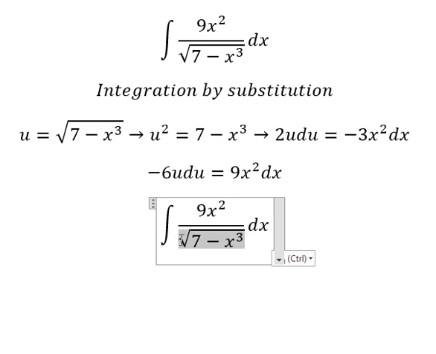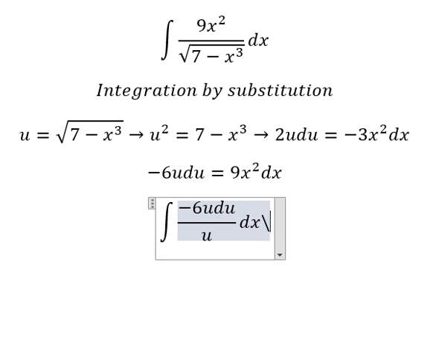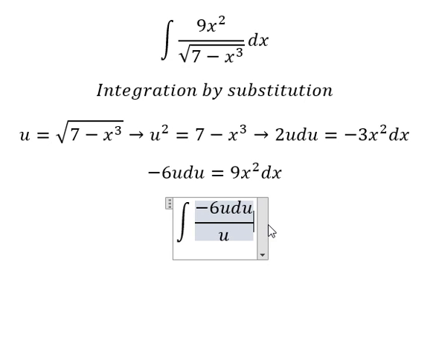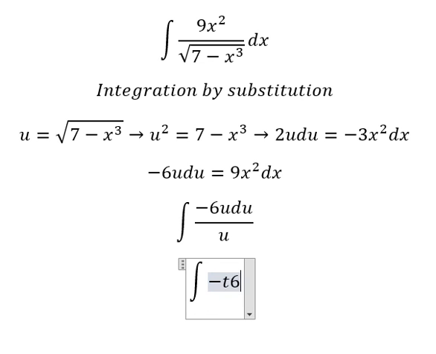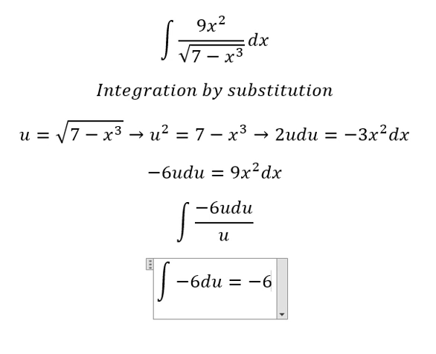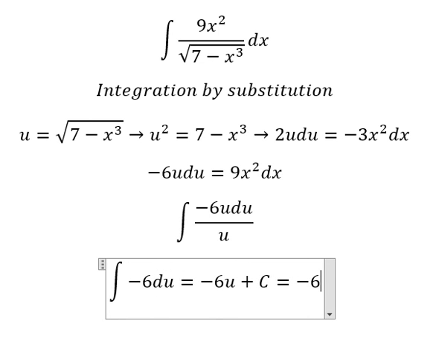The square root we change to u. 9s squared ds we change to this one. So u divided by u we cancel. This one we have negative 6u, and I will put plus c. About u, it is this one.